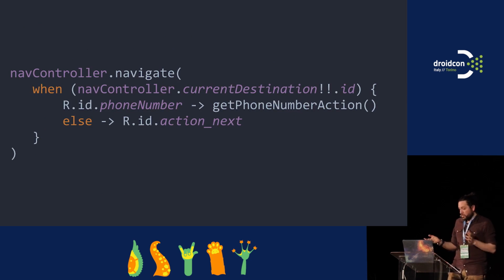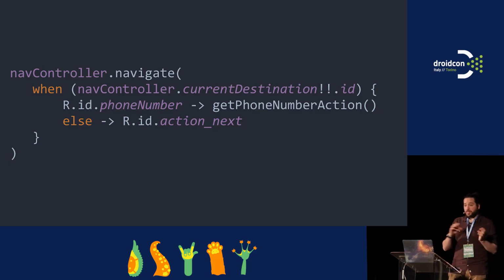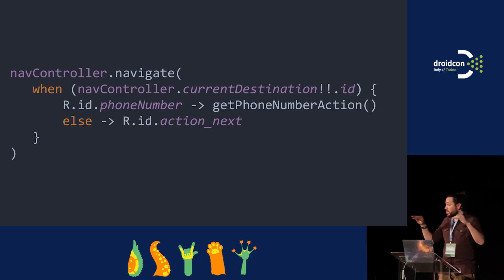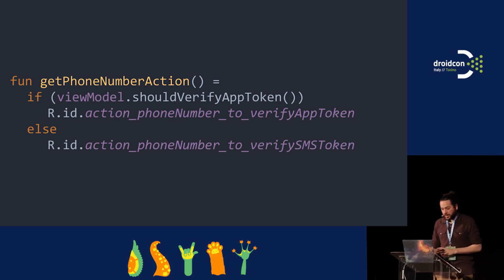So what did we do? Still very simple. We still check the current destination, and when it's phone number, we have this simple method that is supposed to compute or to decide where to go and which action to execute. And in all other cases, we always have the same action, because other cases are linear flows.